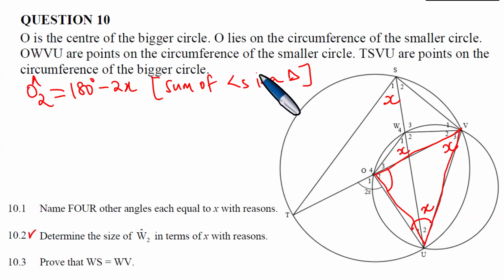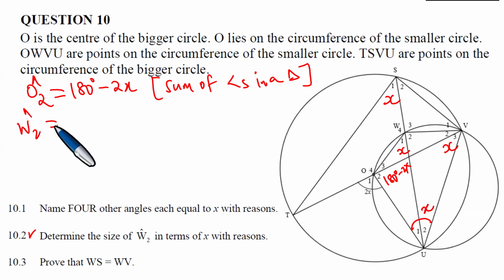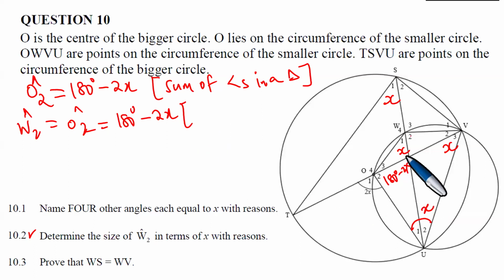What I noticed is that O2 is equal to W2 because of angles in the same segment, I think. Yes, that is it. You got it, Tando. You got the examiner, because this is 180 minus 2x. In other words, the angle W2 is the angle O2, which is 180 degrees minus 2x.